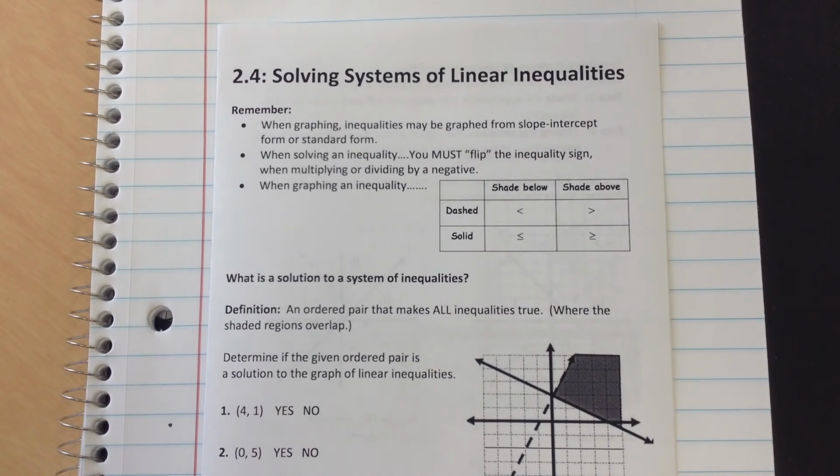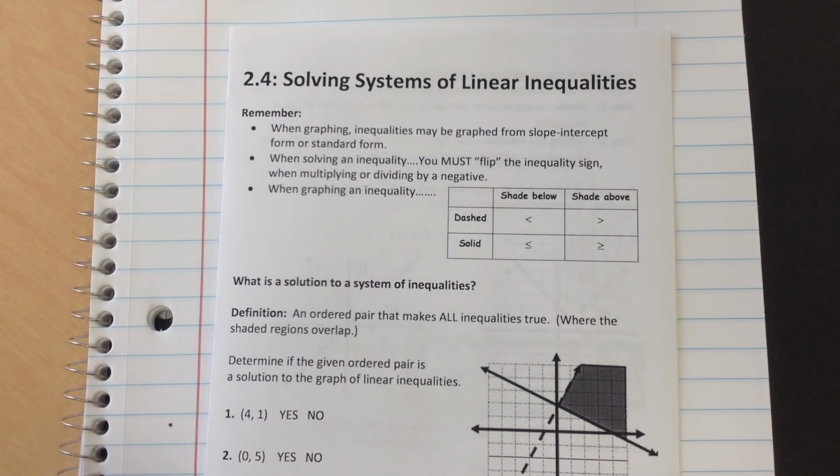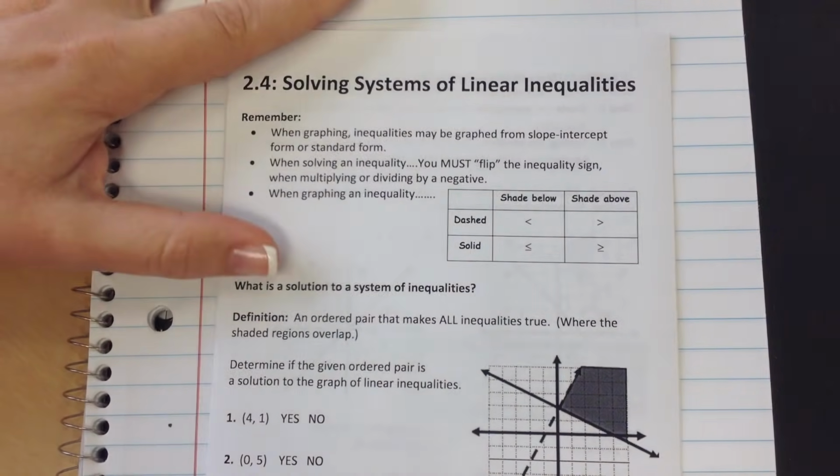All right, this is lesson 2.4, solving systems of linear inequalities. So you should have a foldable. Go ahead and fold that in half. A lot of this is from Algebra 1. I hope that you had a warm-up to remind you about how to graph and what slope-intercept form is.